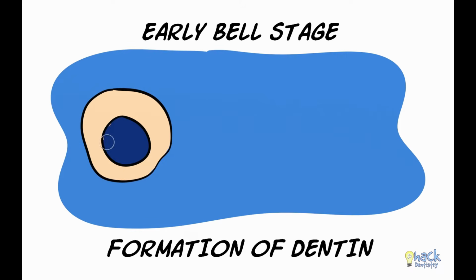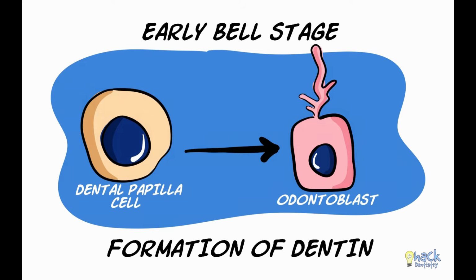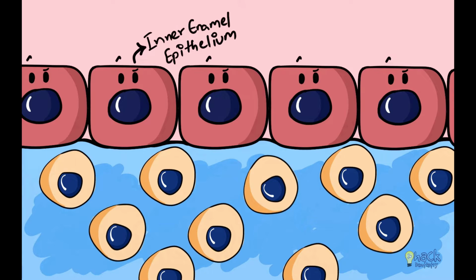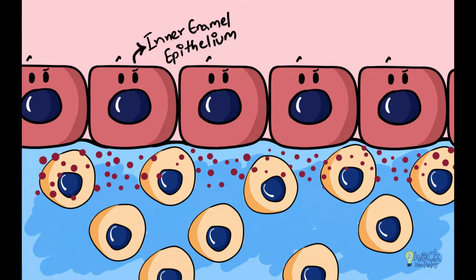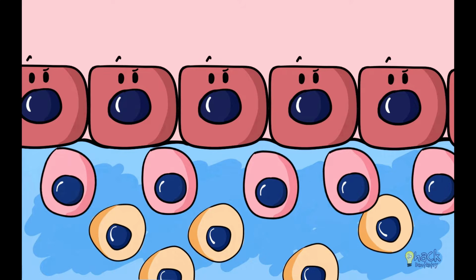Formation of dentin begins in the Bell stage when the undifferentiated dental papilla cells near the inner enamel epithelium start to differentiate into odontoblasts due to the influence of the overlying epithelium. The inner enamel epithelium in the early Bell stage, before differentiating into ameloblasts, secretes growth factors and signaling molecules like transforming growth factor and bone morphogenetic proteins, which help in differentiation of dental papilla cells to pre-odontoblasts.